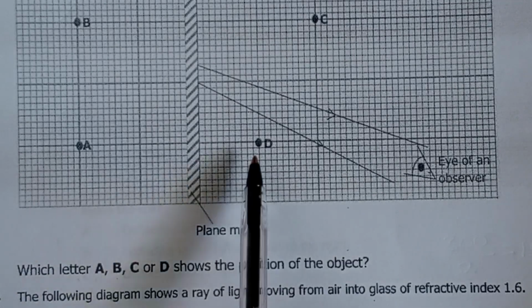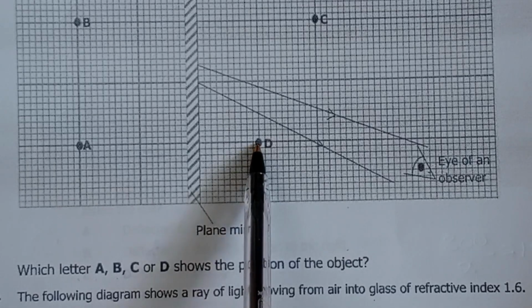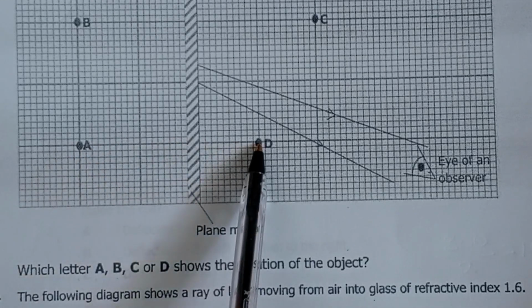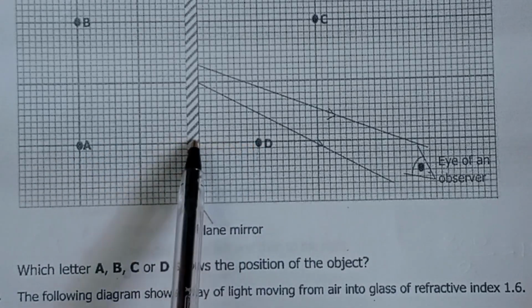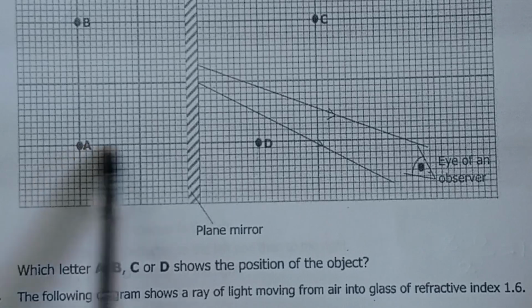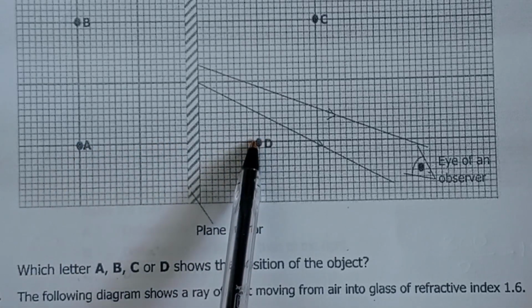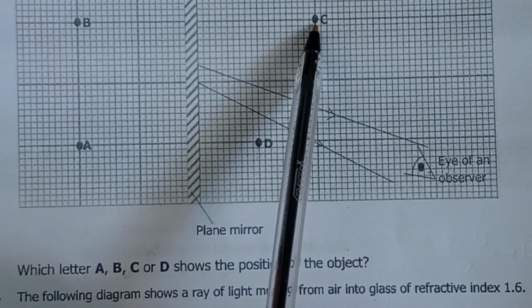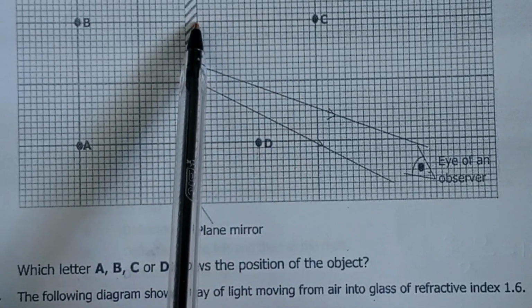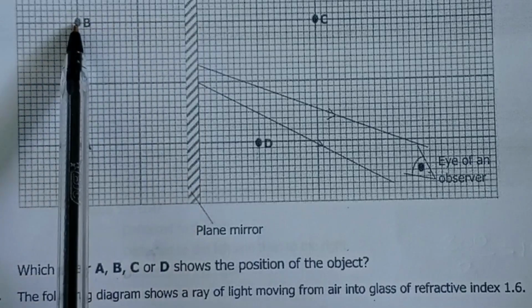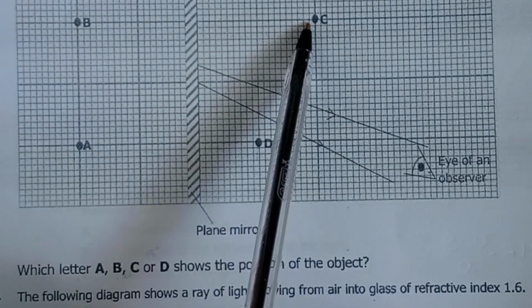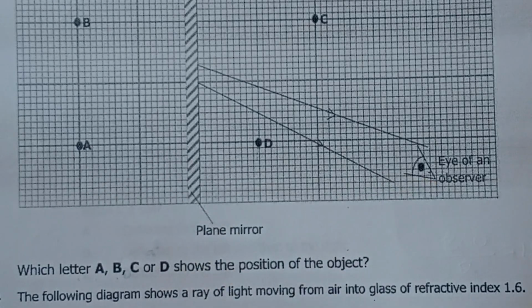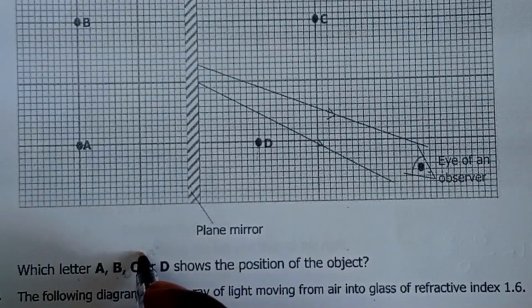So let's look at D. So in this case, we can say that D, it is not reflecting with A because the distance is different. So this distance and this distance, they are quite different. So D cannot be the object. So the answer is C. C is the object. The distance from C to the mirror line and the distance from the mirror line to the image is the same. And C is on the same side as the what? The observer. So the answer is C.